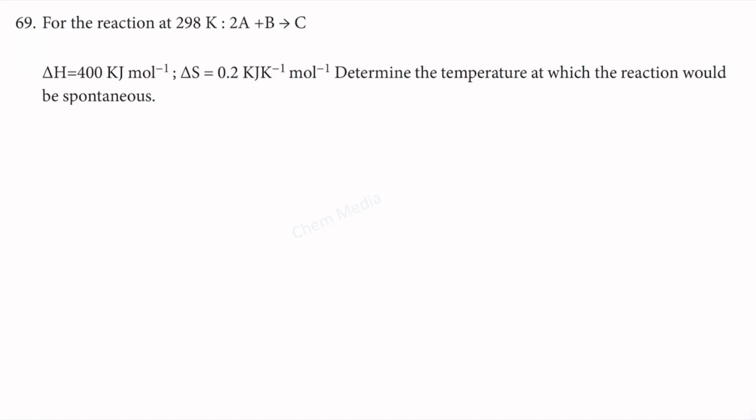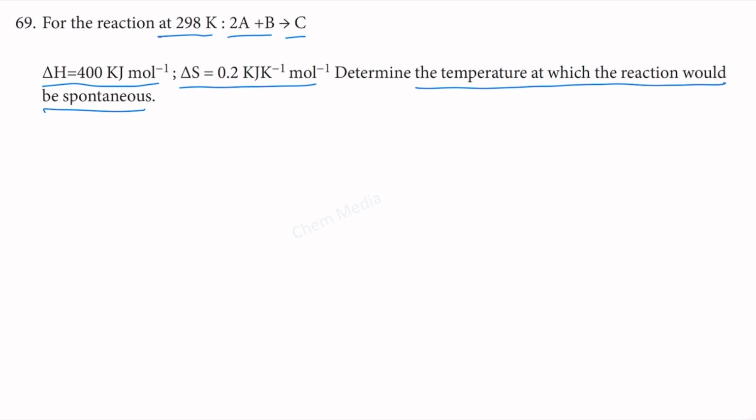Hello everyone, here is a question based on Gibbs free energy. For the reaction at 298 K, 2A plus B giving C, delta H is 400 kilojoules per mole and delta S value is 0.2 kilojoules per Kelvin per mole. Determine the temperature at which the reaction would be spontaneous.